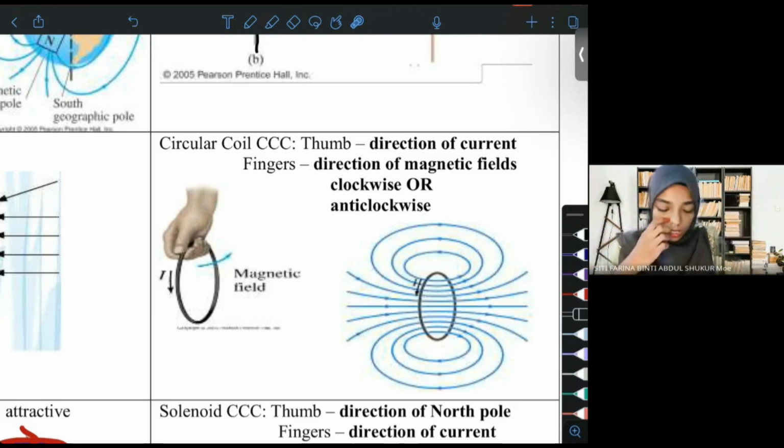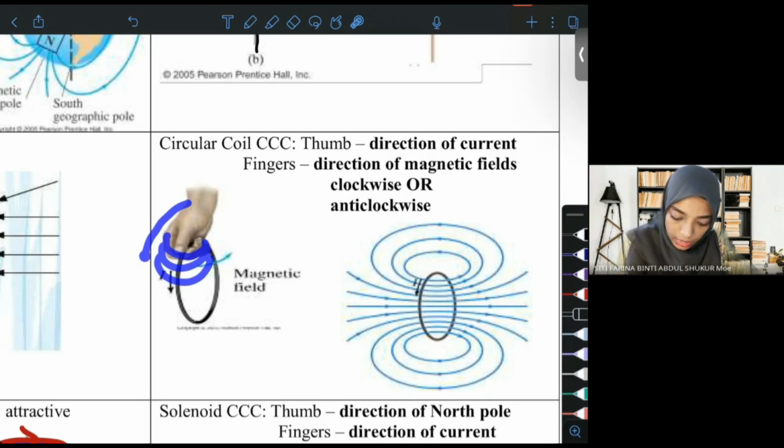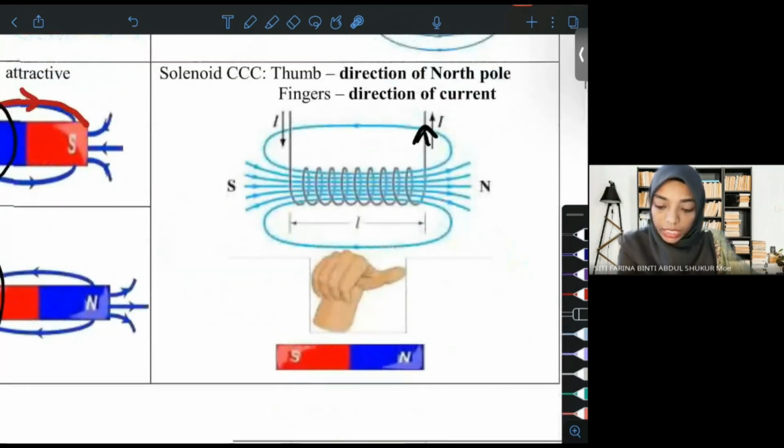Okay, so di sekeliling wire kamu ni, circular coil kamu ni, ini adalah direction of B. Dia akan pusing dari sini ke sini. Ini direction of magnetic field. Okay, and then finally kita ada solenoid.